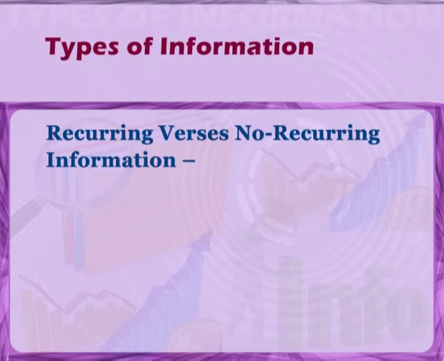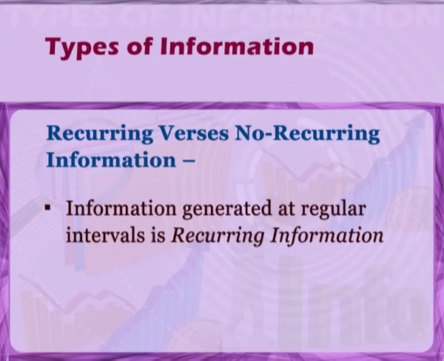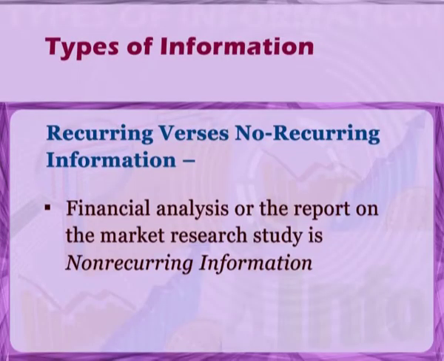Second, recurring versus non-recurring information. The information generated at regular intervals is recurring information. For example, the monthly sales reports, the stock statement, the trial balance, etc. are recurring information. The financial analysis or the report on the market research study is non-recurring information.